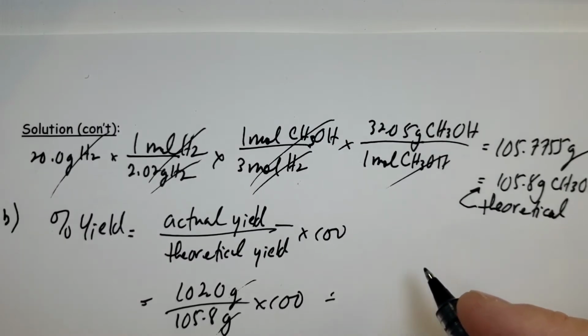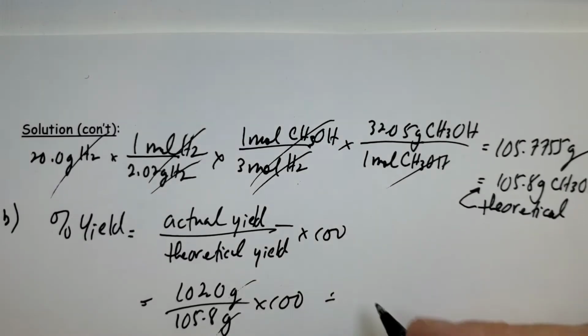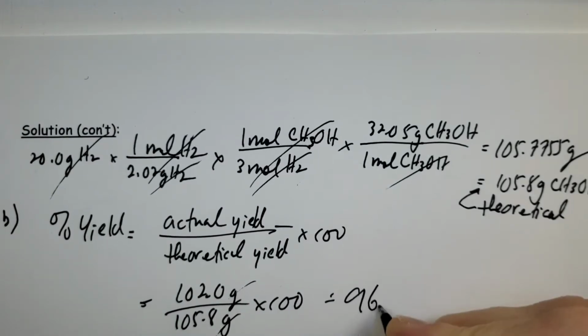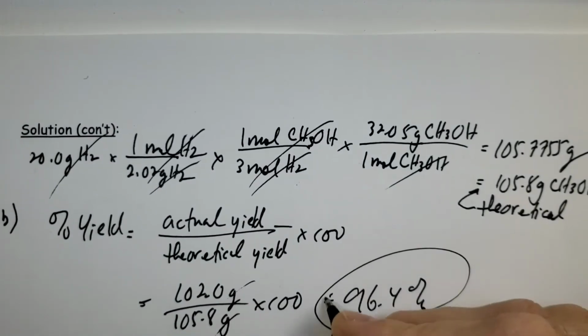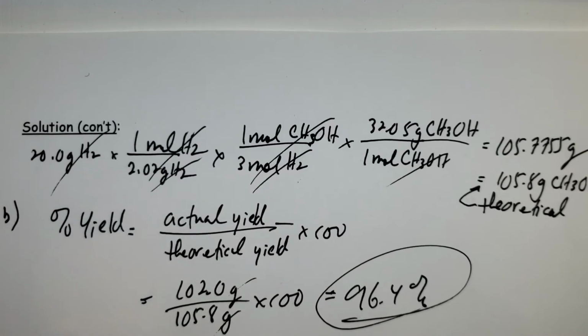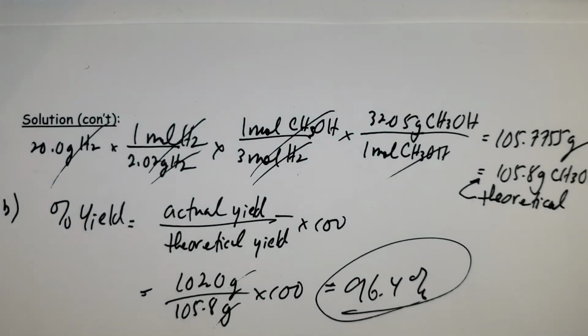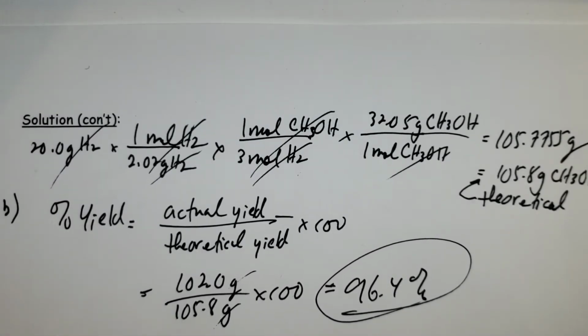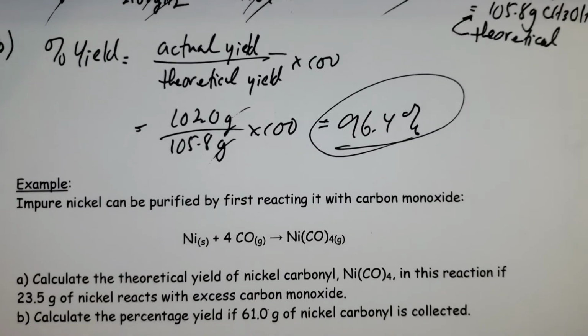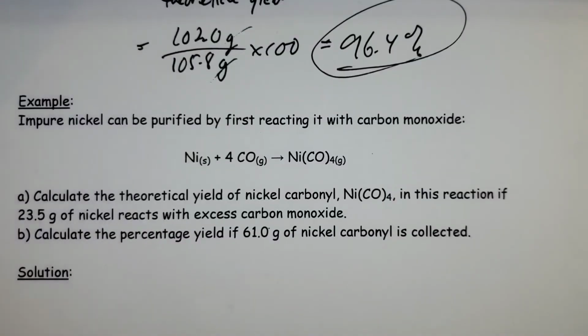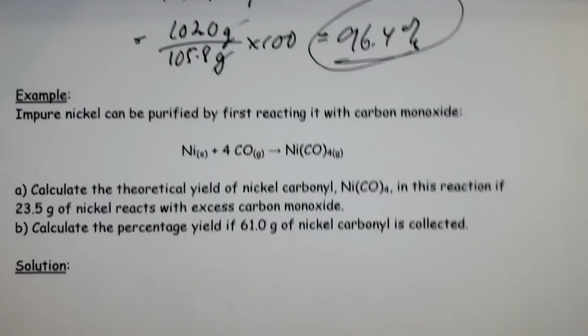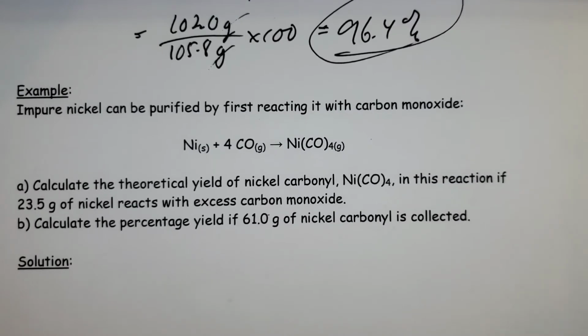In this case here, when you calculate that 102 divided by 105.8, 96.4%, which is not bad. We're getting a fair amount of it in that reaction. All right. So that's one example. So maybe pause the video and see if you can try the next example here. This one here. So see if you can run through that process and then press play, go through the video, and see what you get.